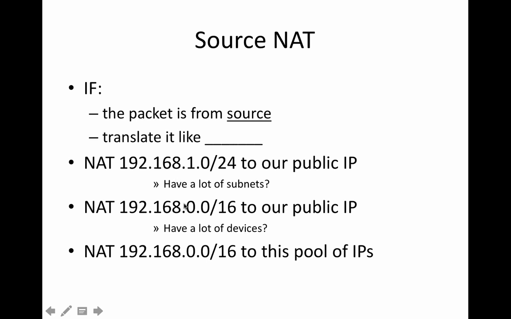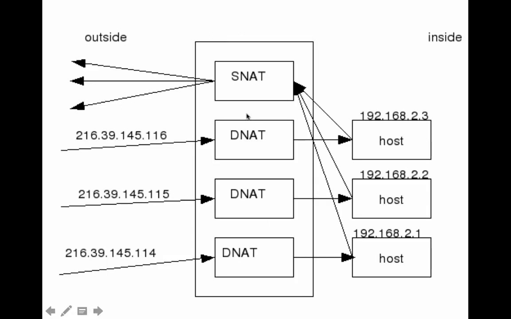If it's from a source, remap it to the public IP address. If you have lots and lots of devices, too many, or you'll run out of ephemeral ports, you can say, take this big subnet and NAT it to this pool of public IP addresses. Either way, that's all source NAT is. So with a source NAT, ignore the DNAT boxes right now, just look at it as taking all of these hosts and sending them out over this one, pretending that this is an IP address right here. So lots of internal stuff going out.